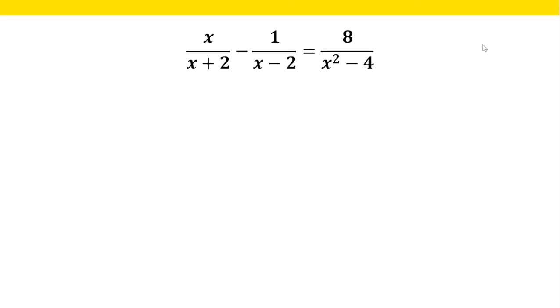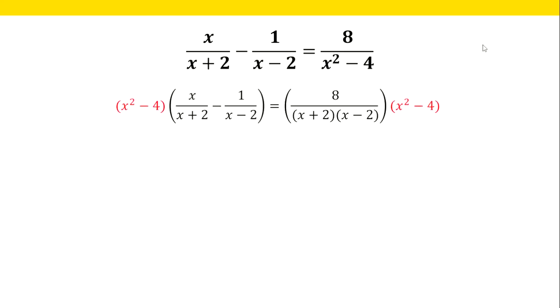Next one, another equation here: x over x plus 2 minus 1 over x minus 2 is equal to 8 over x squared minus 4. In this case, again, we need to identify the LCD. As we all know, x squared minus 4 is a difference of two squares, and the factors are quantity x plus 2 times the quantity of x minus 2. So we can say that the LCD for this equation is x squared minus 4, or you can write that as quantity x plus 2 times the quantity of x minus 2.